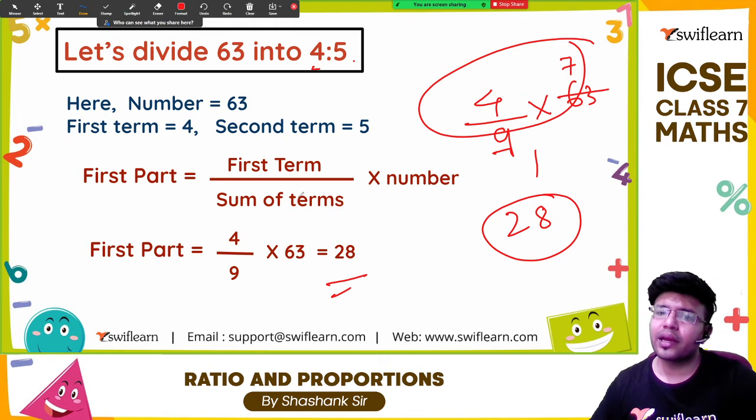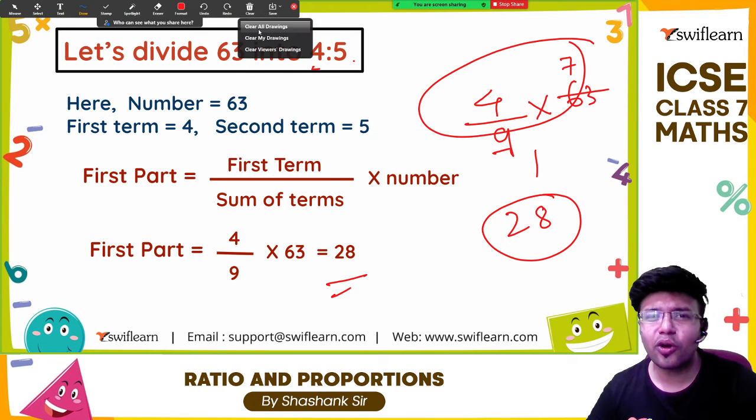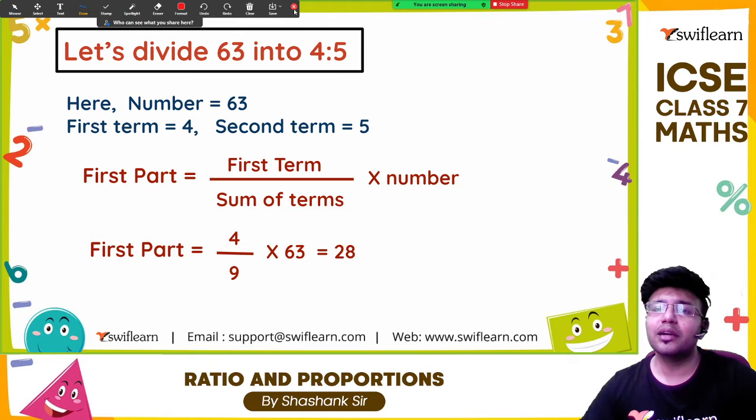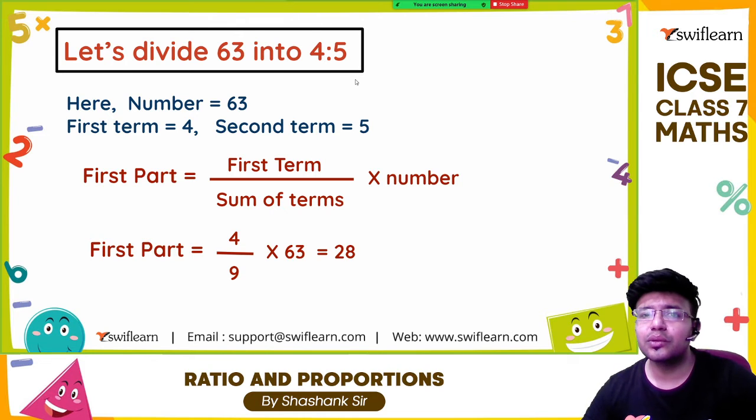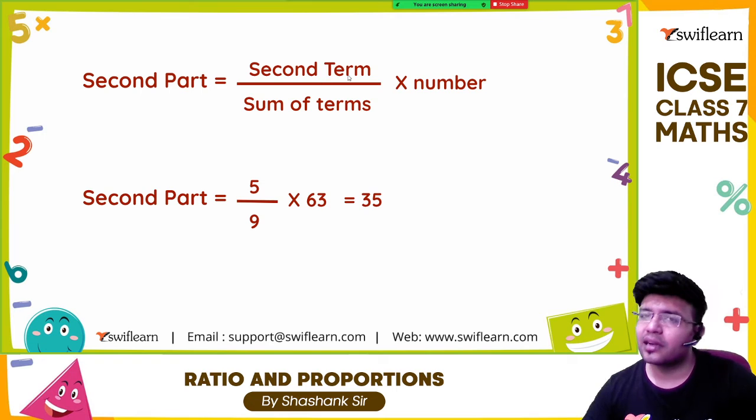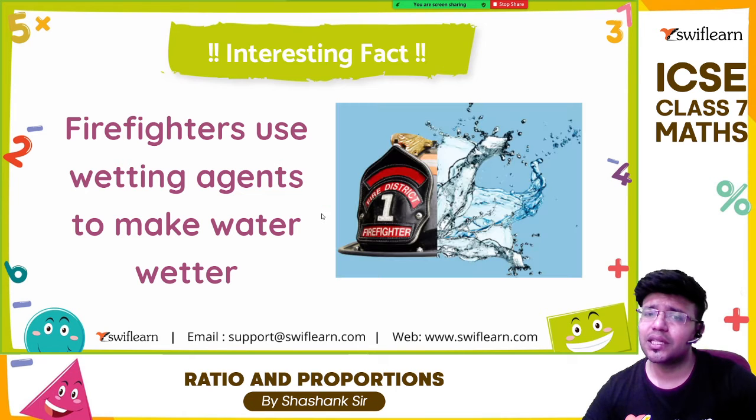The second part you can get by 63 minus 28, or also you can get it by 5 by 9 into 63. The second term in 4 is to 5 is 5, right? So 5 by the total, 4 plus 5 is 9, into 63. We get 35.